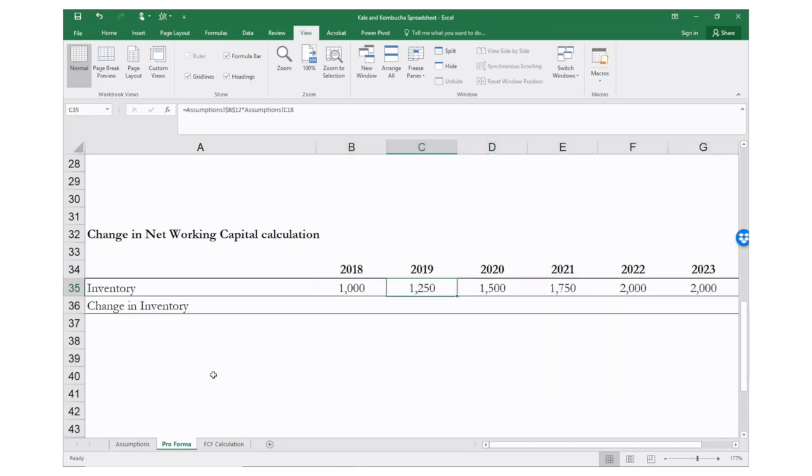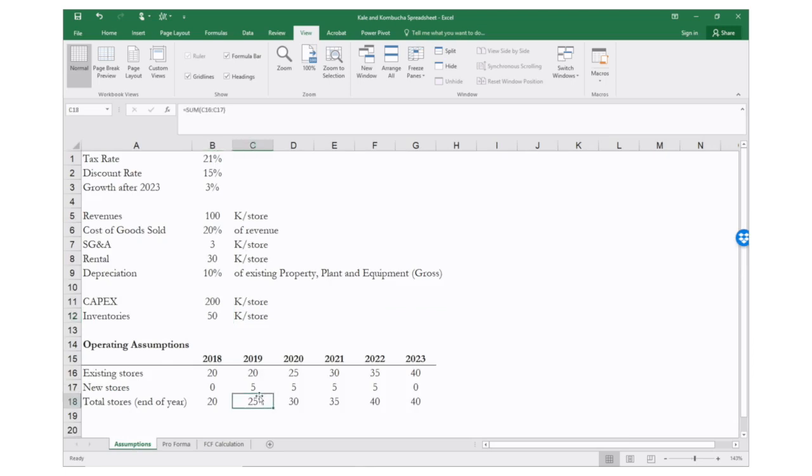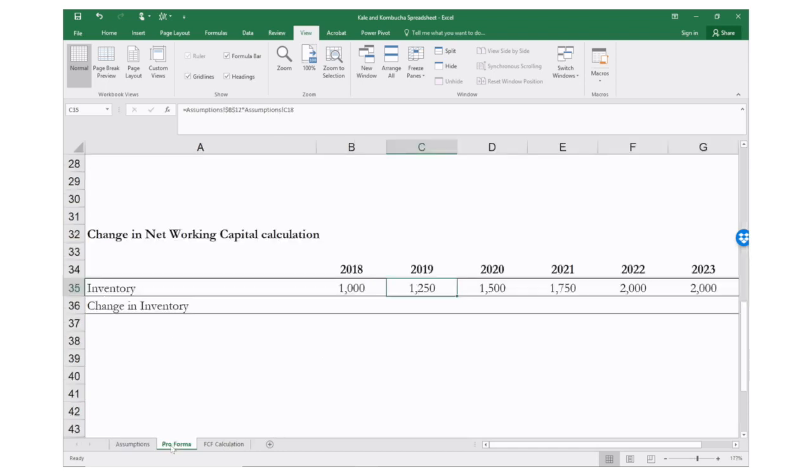And then notice that in 2019, it has more inventory. Why does it have more inventory? Because it built out 5 new stores. And so by the end of the year, it has 25. They're not yet selling anything, but I've already included the amount of inventory that the company needs in those new stores that I'm building out. That number is going to keep increasing until I hit $2 million of inventory by the end of 2023.